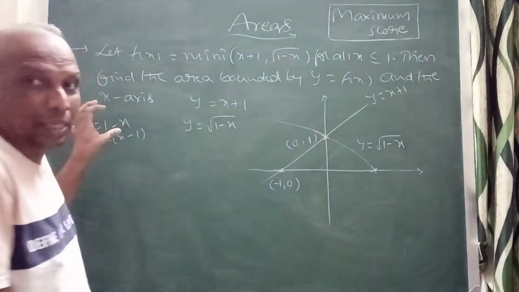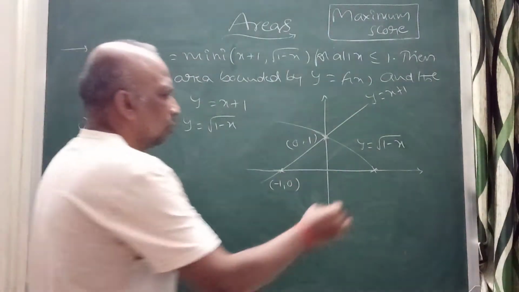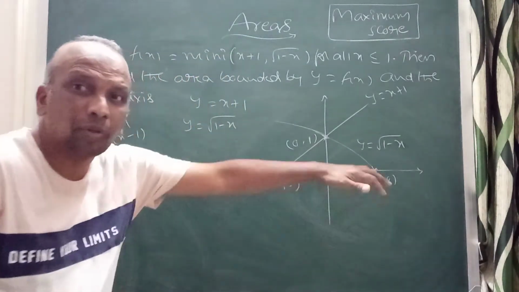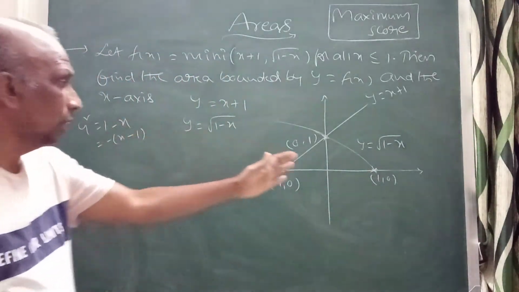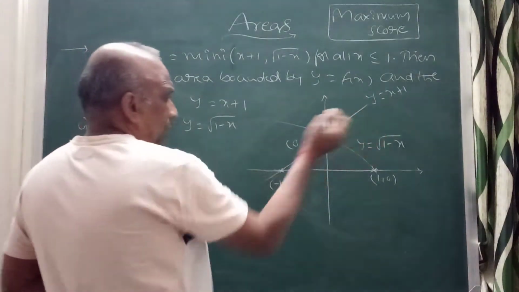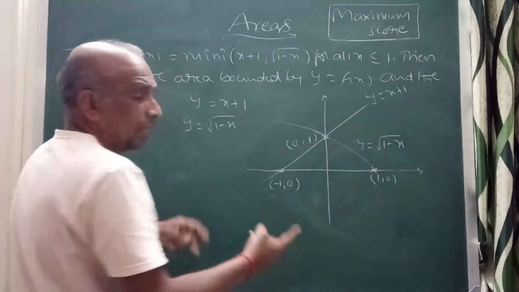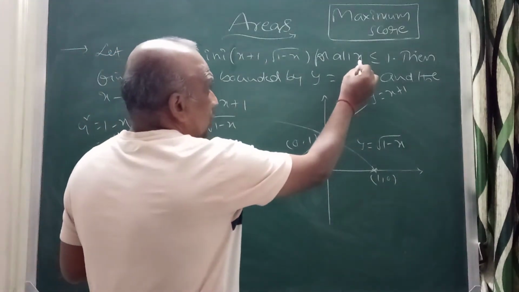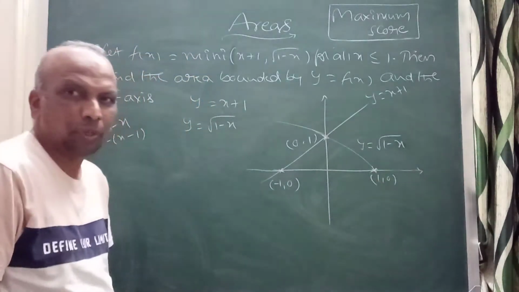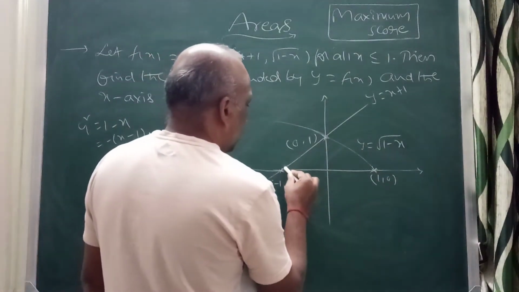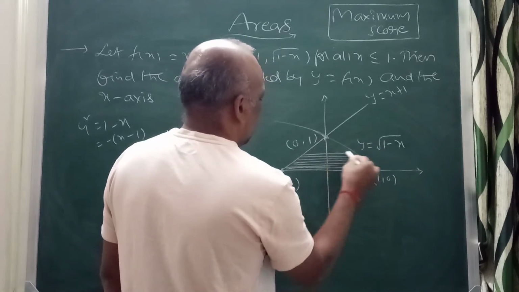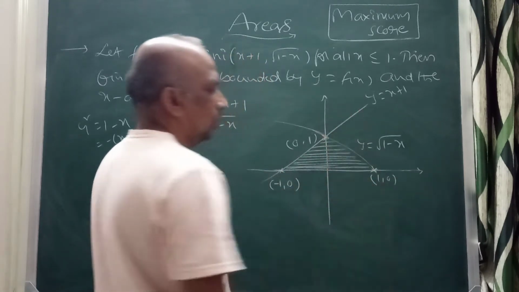To understand again, this is 1 comma 0. If I extend this, the complete parabola will come towards the left side, it opens to the left side, correct? Now this is y equal to root of 1 minus x, passing through 0, 1. They clearly mention that the area is between x values lying between minus 1 and plus 1. This is the boundary, minus 1 and plus 1. So this is the shaded area. This is the required area.